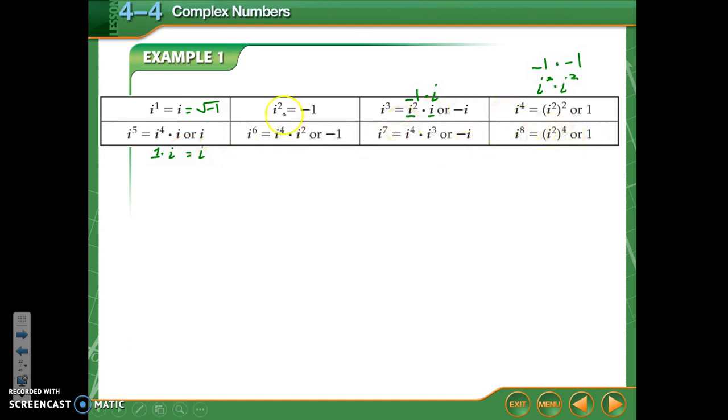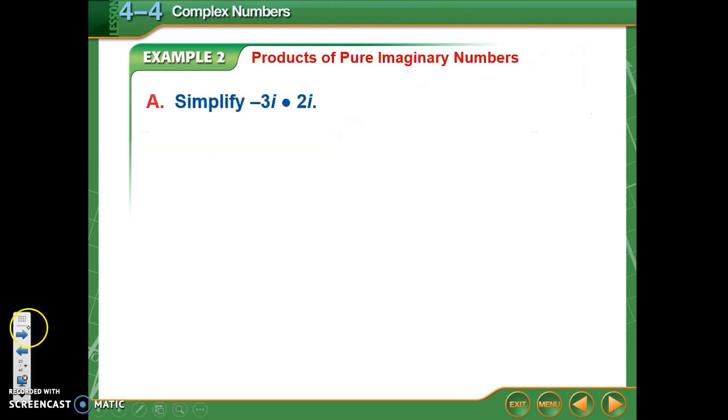Make sure you understand how all of these work, but any power of i can be broken down just like this. So let's look at this example here. We want to simplify -3i times 2i. Well, we multiply just like we would multiply -3x times 2x. -3 times 2 is -6.